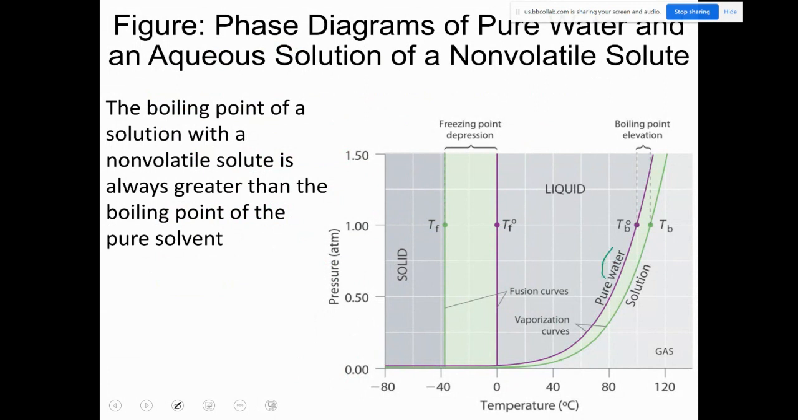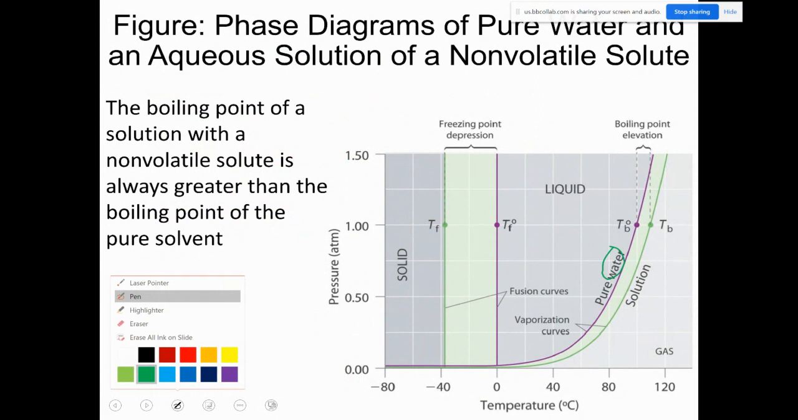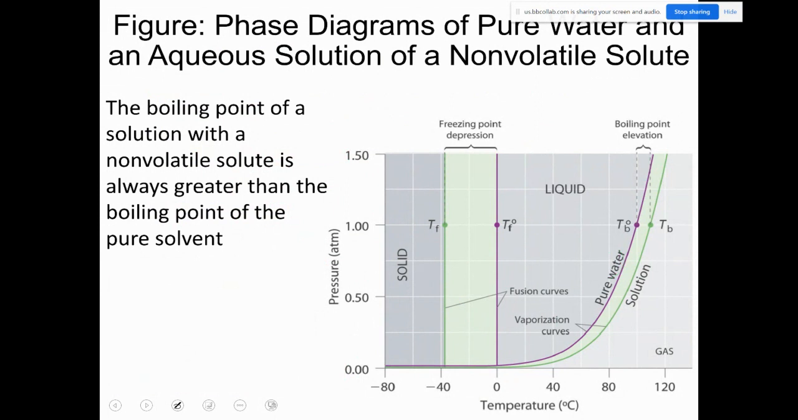If I look at this graph, this right here is for water. Now let me change the color to red. This graph is for pure water, and you know that water's freezing point, FP for freezing point, is 0 degrees Celsius. In other terms, that's the temperature where liquid water changes to ice. Look at this temperature, 0 degrees Celsius. This is the freezing point. Now let's say I add some salt to water, something like sodium chloride.